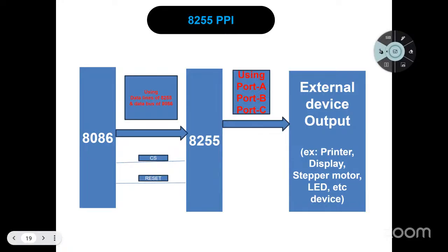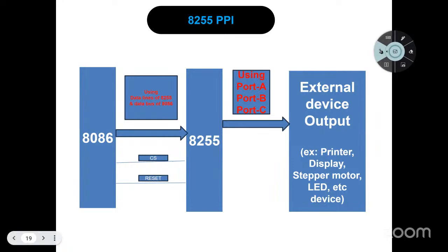What is interfacing? Interfacing device. If the two devices are not able to connect to each other, then one intermediate device or one mediator we are using between the two devices, that is the processor and the external device. So that mediator device is called an interfacing device. That interfacing device is 8255.